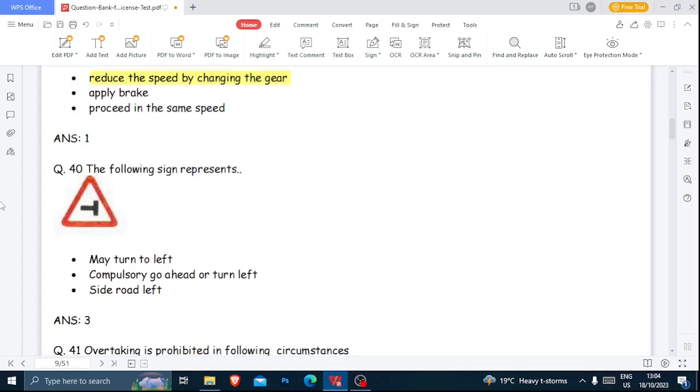Now moving on to number 40. The following sign represents, so here we're looking at the sign. Option A, may turn to the left. B, compulsory go ahead or turn left. C, side road left. So here we are looking at a side road. So the sign definitely means the side road. Now here the side road is on the left. If the side road was on the other side, it would be side road right. So this is the correct answer here.